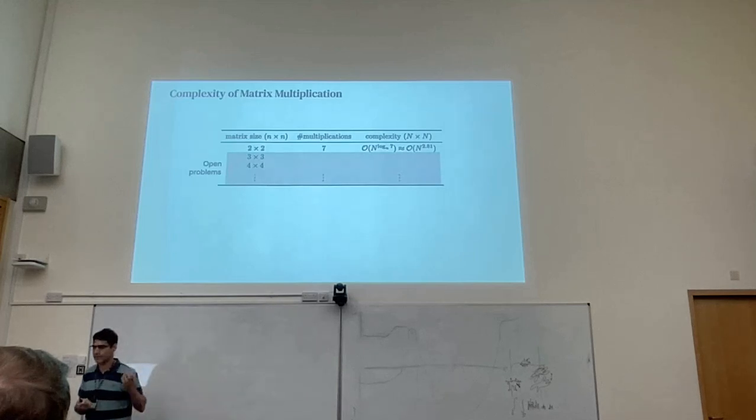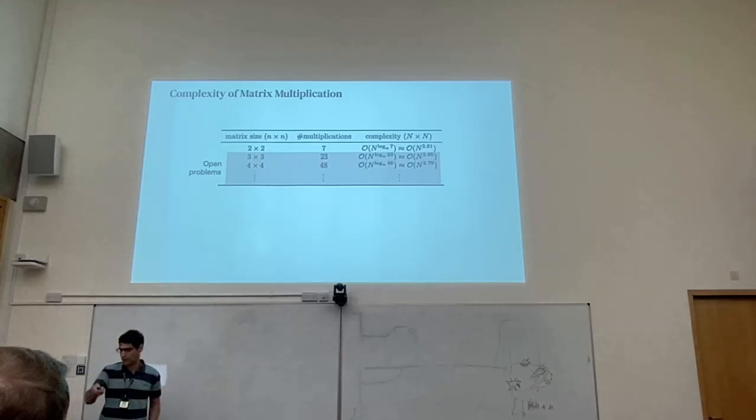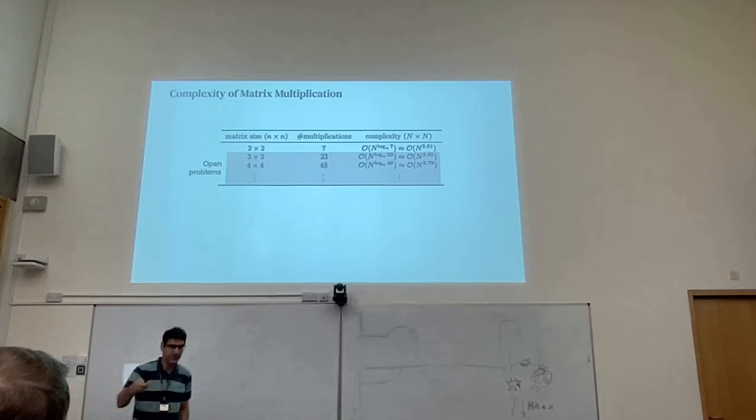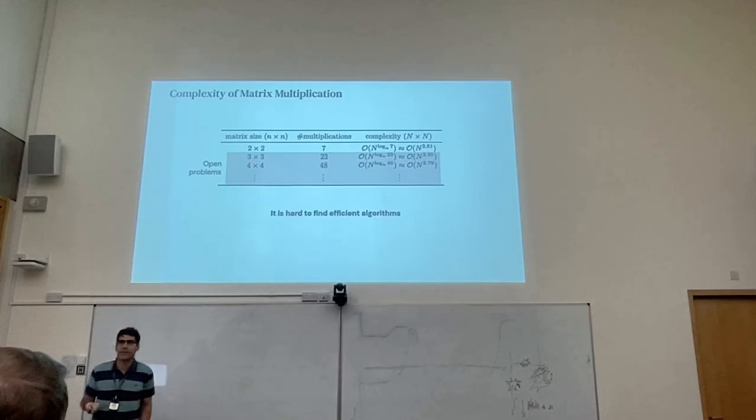The only case where we know how to optimally multiply matrices in terms of number of multiplications is 2 by 2. For the others, this is the state of the art: 23 for 3 by 3 and 48 for 4 by 4, that leads to this complexity when we apply it recursively. But the reason is that it is hard to find efficient algorithms.